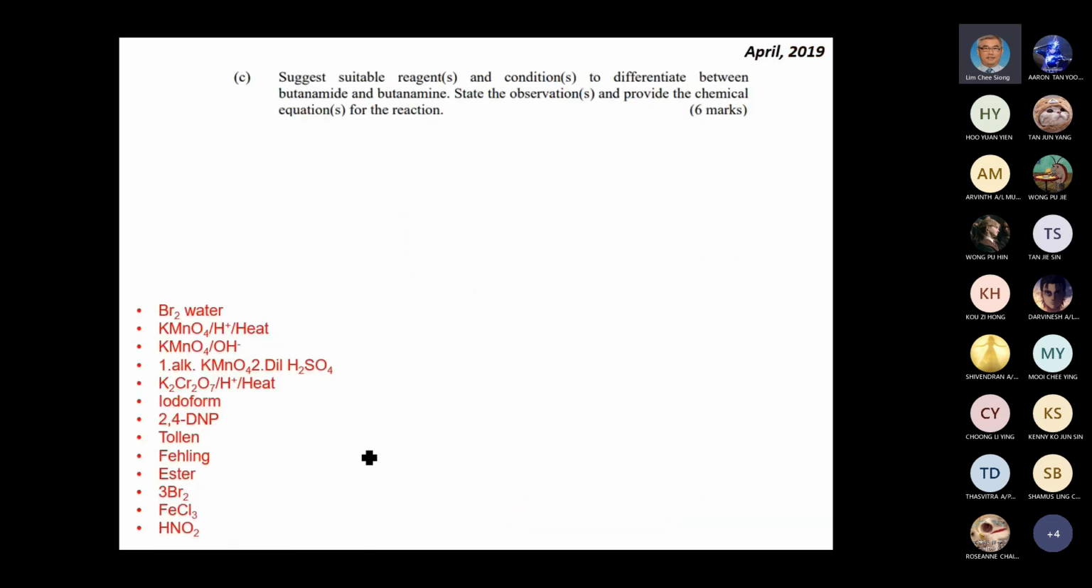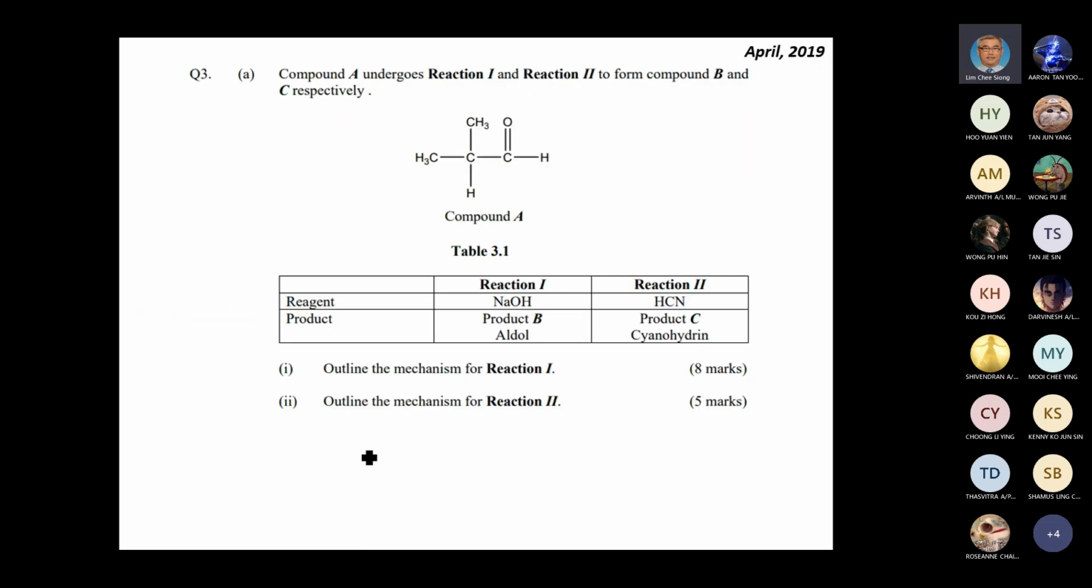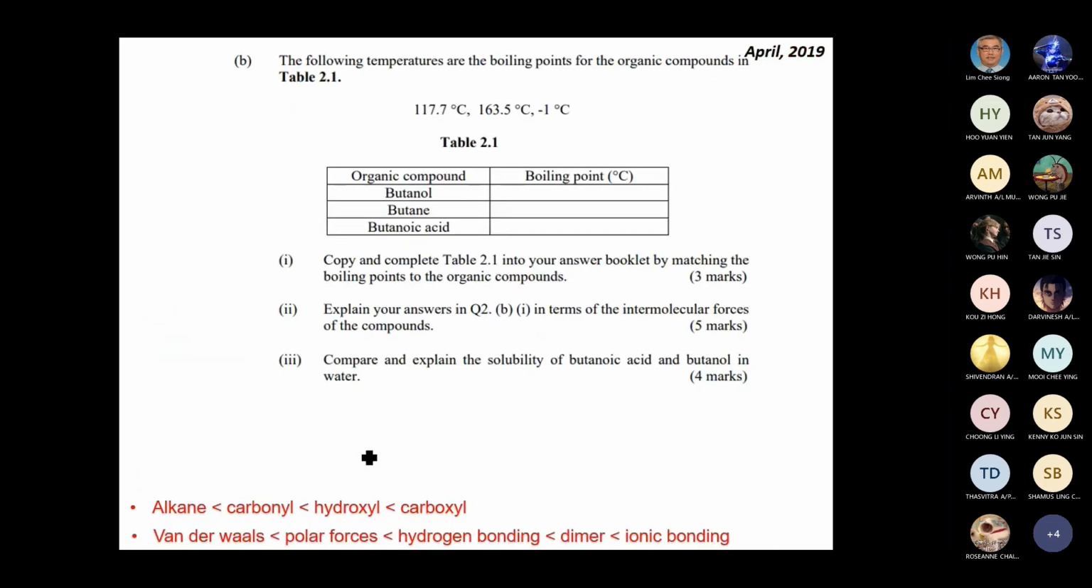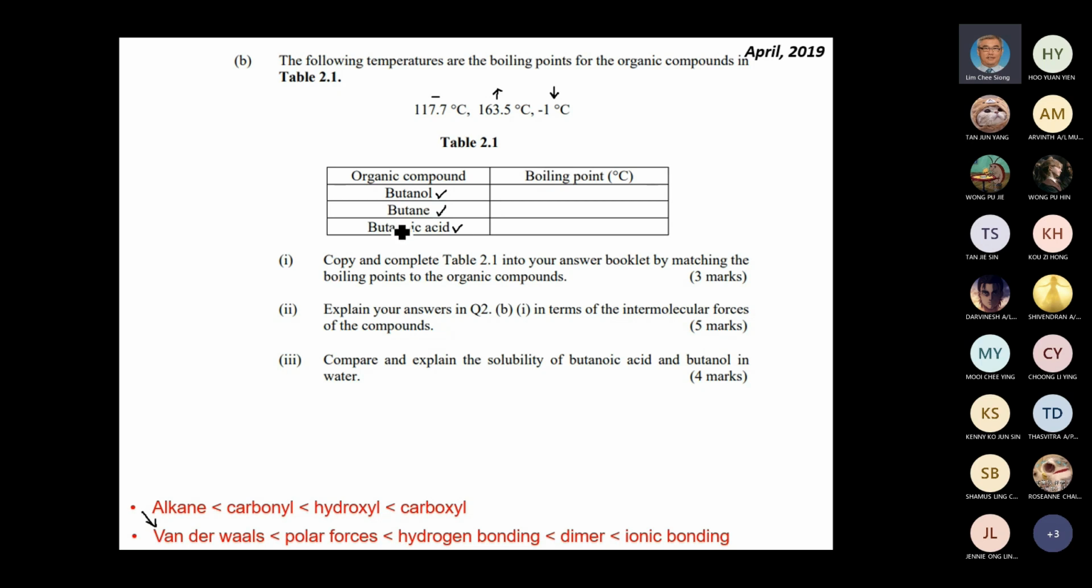Now can you give me the keywords of this following question? Are you able to answer and tell me? Okay, this question. I want the keyword. Let me check. From here, butanoic acid is the highest, so it should be 163.5 degrees Celsius. Meanwhile, butane is the lowest, -1. Butanol second. Okay, done. And explain your answer in terms of the intermolecular forces that we know.